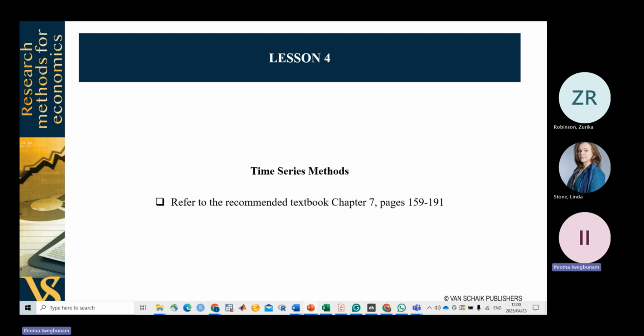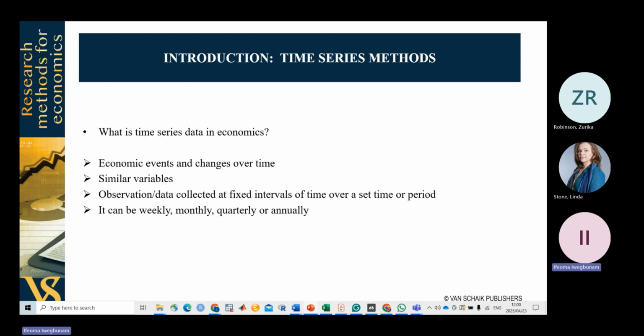In this lesson 4, we are going to continue from where we stopped in lesson 3 to understand how we can apply time series data in our regression or in our research. So starting from here, in the introduction, we need to know what time series data entails. How do we use time series data in economics research?